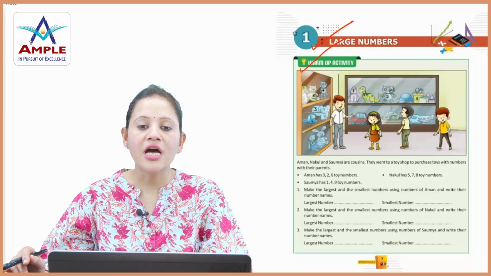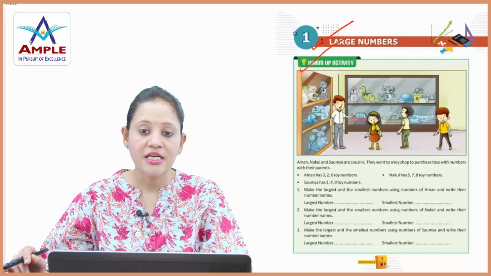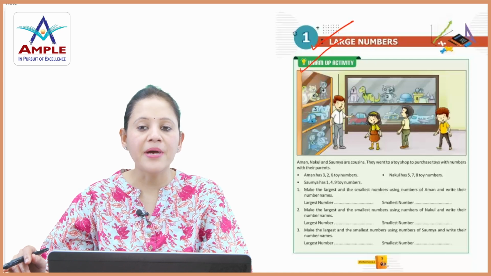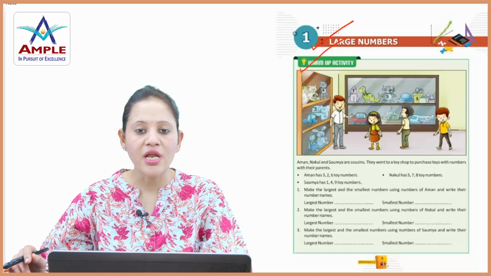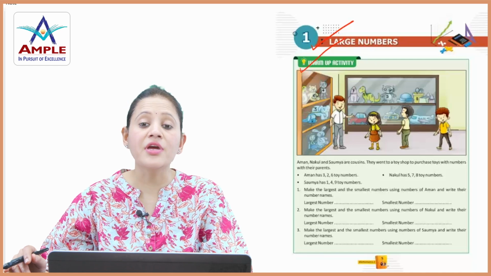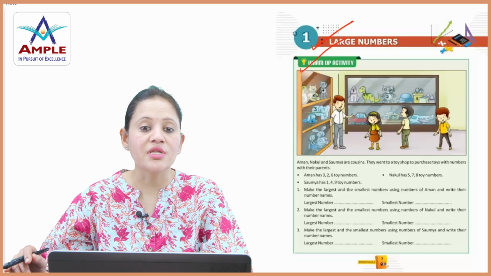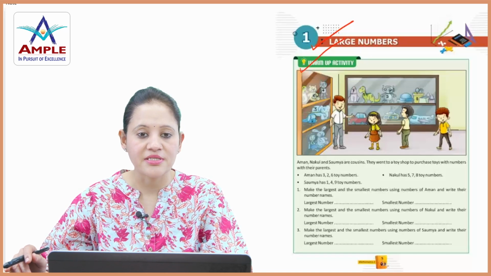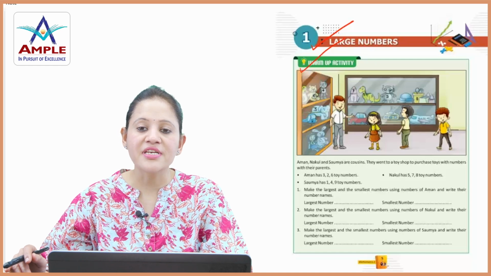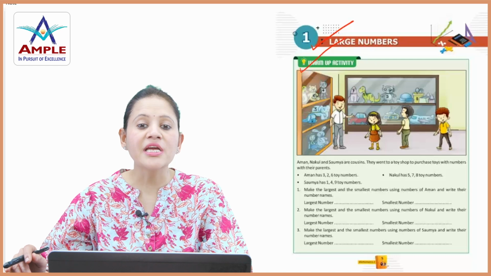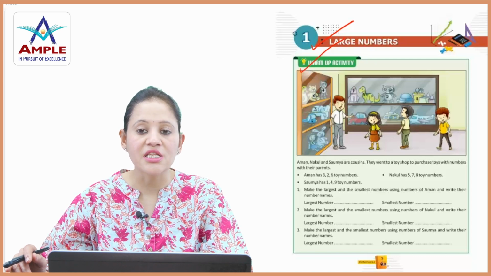Aman, Nakul and Soumya are cousins. They went to a toy shop to purchase toys with numbers with their parents. For what? To purchase toys with the numbers with their parents. So Aman has 3, 2 and 6 toy numbers, and Nakul has 5, 7, 8 toy numbers and Soumya has 1, 4, 9 toy numbers. So make the largest and smallest number using the numbers of Aman and write their number names.